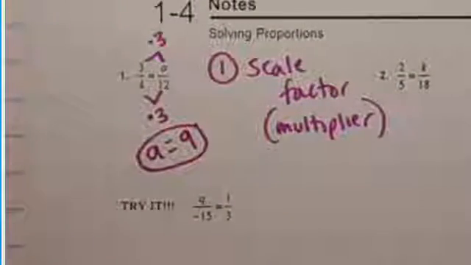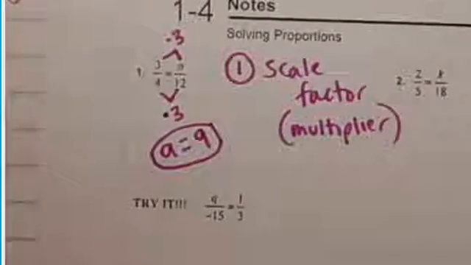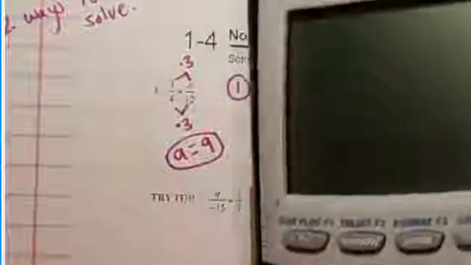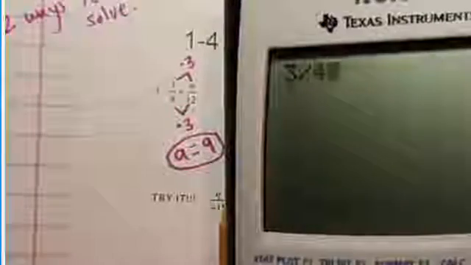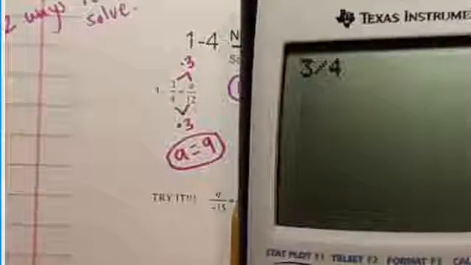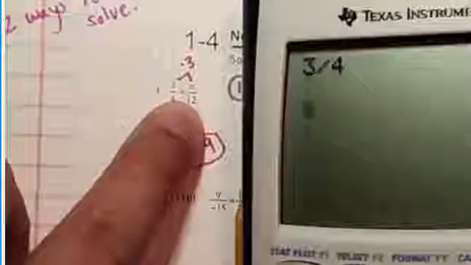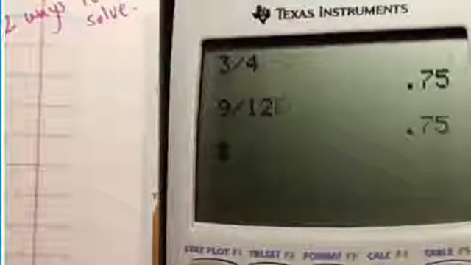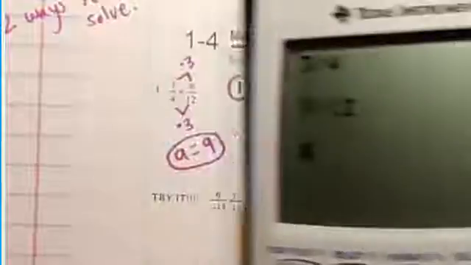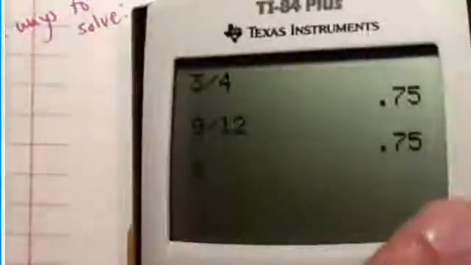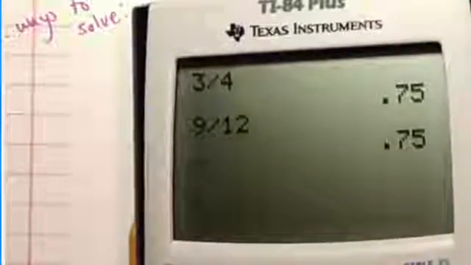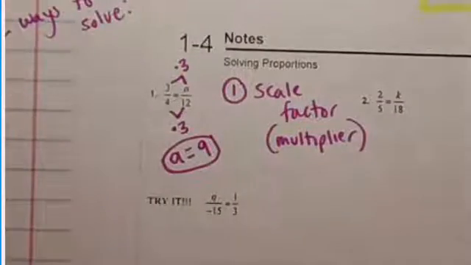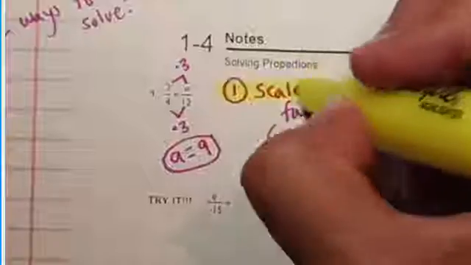Now when I type this into my calculator, remember scale factor or proportion means they're equal on both sides. So if I have 3/4, I'm going to put 3 divided by 4, which is 0.75. We found A to be 9. So if I do 9 over 12, it should be 0.75. Okay, because they're equal, they should be equal on my calculator. That states that these two ratios are equal. That's a proportion. So the first way is by a scale factor.